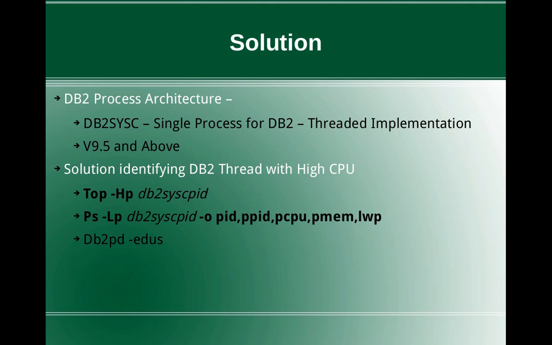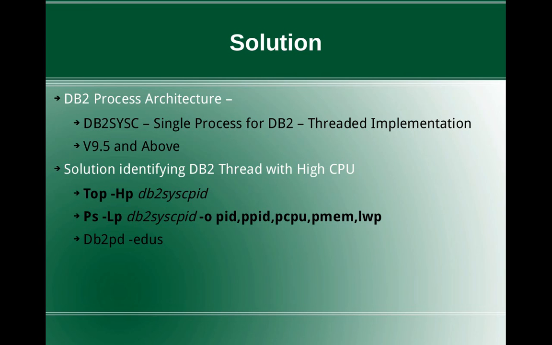Similarly, the ps command, the process command, can also be used. ps -lp, where l is for the threaded view, p is for passing the db2sysc process ID, and -o is the output we want. We want the PID, PPID, percentage CPU, percentage memory, and LWP. LWP is the individual thread ID. After finding out which thread ID is responsible, we actually want a thread name. So we can use the db2pd -edus command.